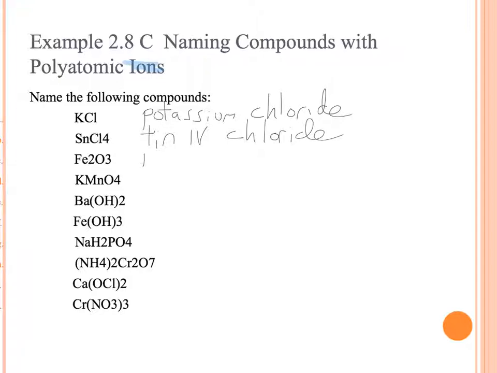Here we have iron 3 oxide. Each oxygen is -2, which gives you a -6 total of the negative ions. There are 2 ions, each one has to be +3 to balance out that +6 -6. Here's potassium.